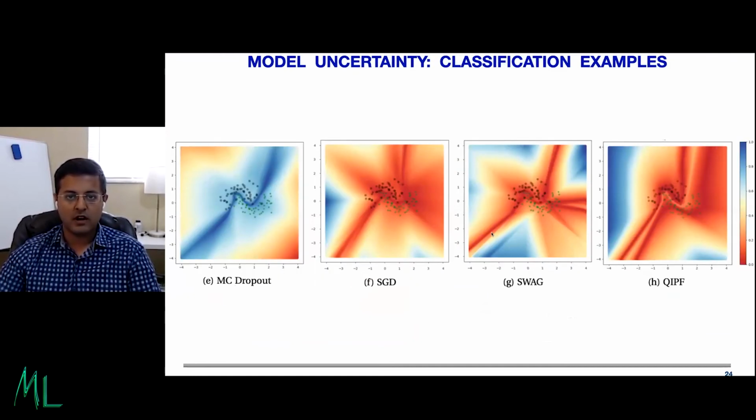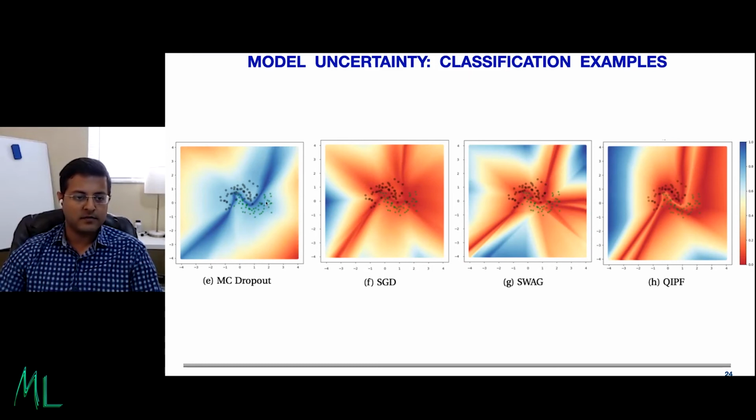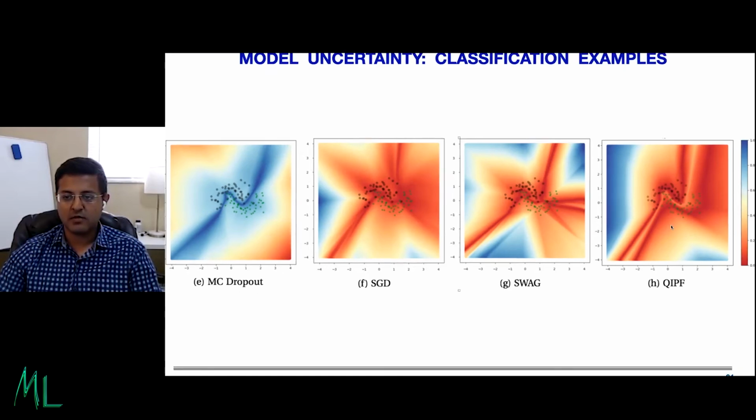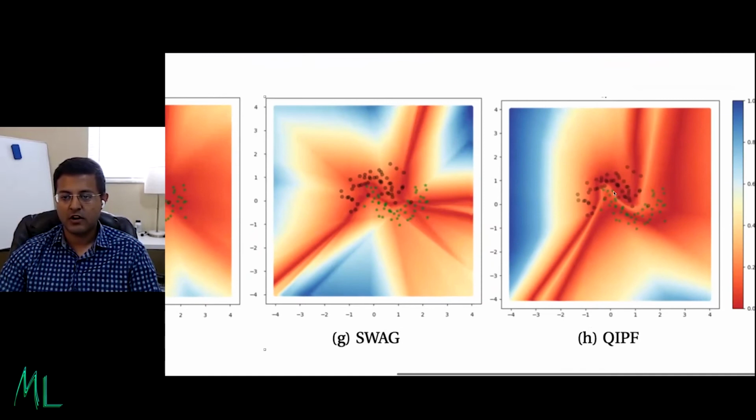And similarly, in the case of the classification example, we just used a 2 moons dataset corrupted by some noise, and you can see that the QIPF method quantifies uncertainty very well in the decision boundary. It shows high uncertainty at the decision boundary. It becomes confident only on the thin regions or the patterns that represent where the training samples are present. And as you go outside of the training samples, the uncertainty keeps on increasing.